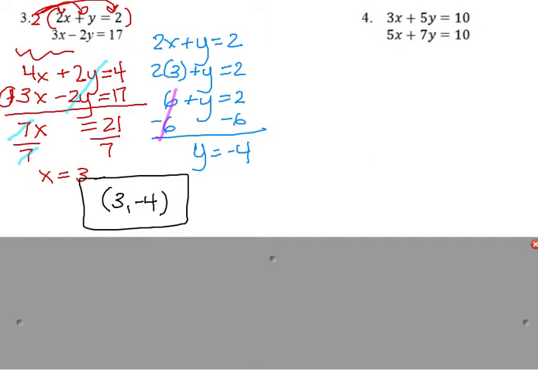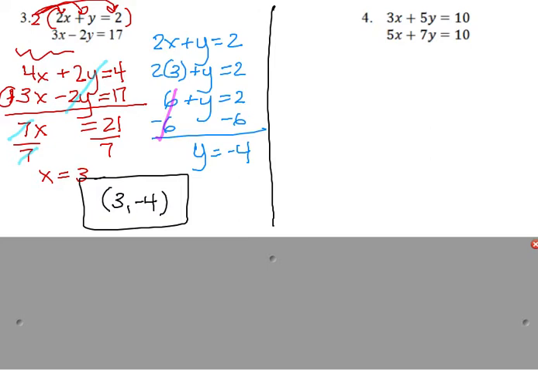As we move over to example 4 here, we can see that on example 4, none of these variables are going to eliminate if I just add the two equations together the way they are right now. So we're just going to have to make a decision to either eliminate x or eliminate y. So let's say that we decide to go with the x's here. So right now, for my x's, I have a 3 and a 5. So what's a number that 3 and 5 both divide into?